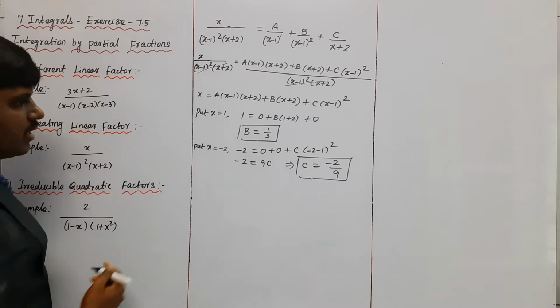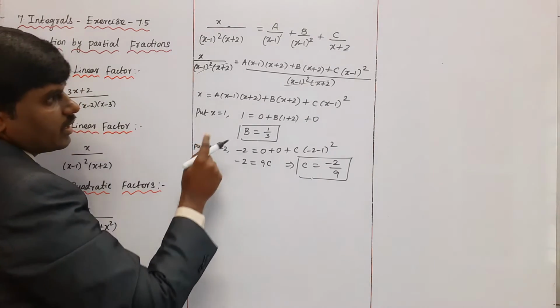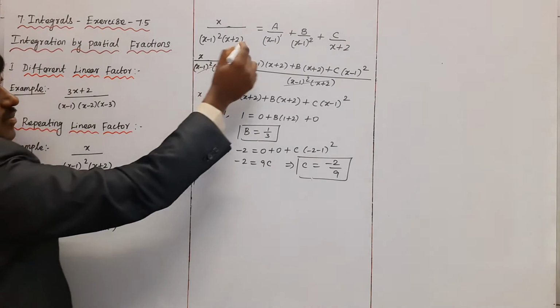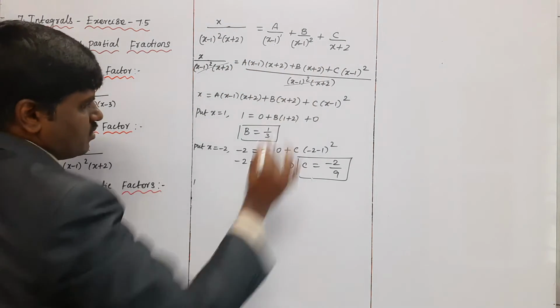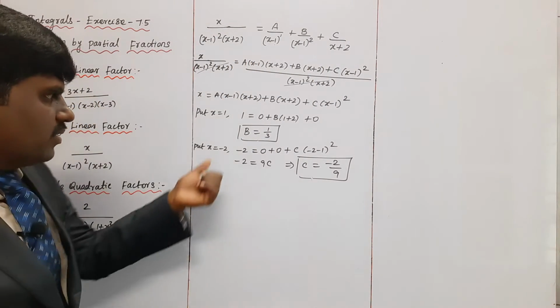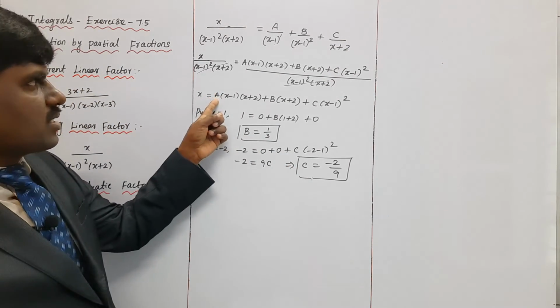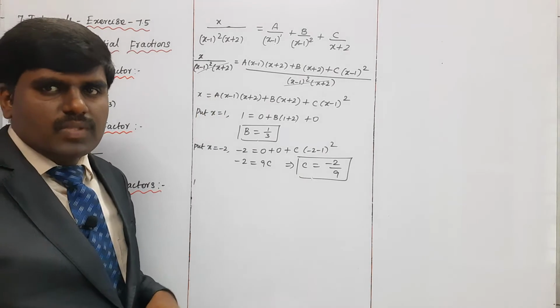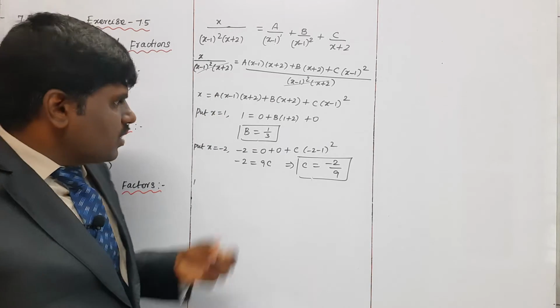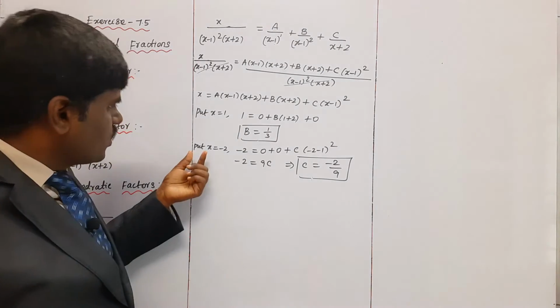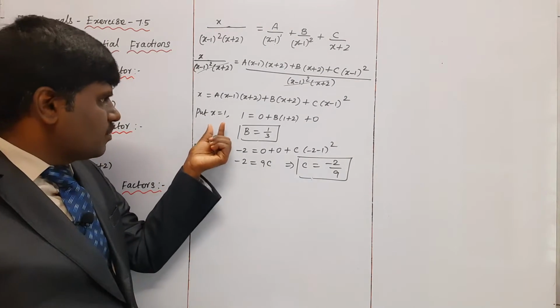Next, the same way: first you substitute the factor values. What are the factor values? 1 and minus 2 you substitute. So I found the values of b and c. Next I find the value of the constant a, the other unknown value. How to find the value of a? You put x is equal to 0 and substitute, or x is equal to minus 1, sorry, already minus 1.